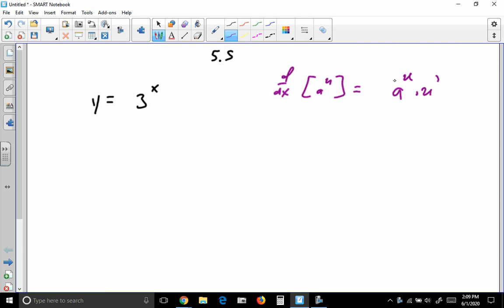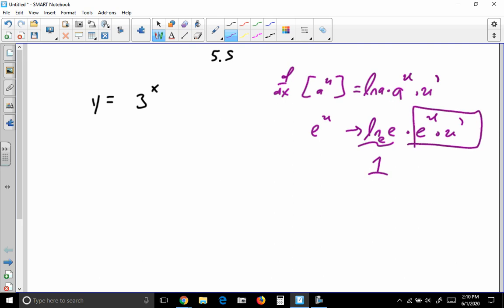The only difference here is that if the base is not e, we pick up a natural log of our base out front. You could use this rule for even e to the u, and when you take the derivative, it would be natural log of e times e to the u times the derivative of the exponent, but natural log of e is just 1. Base e, e to the first makes e, so that's just 1. So really, that's what we use when we take the derivative of e to the u.